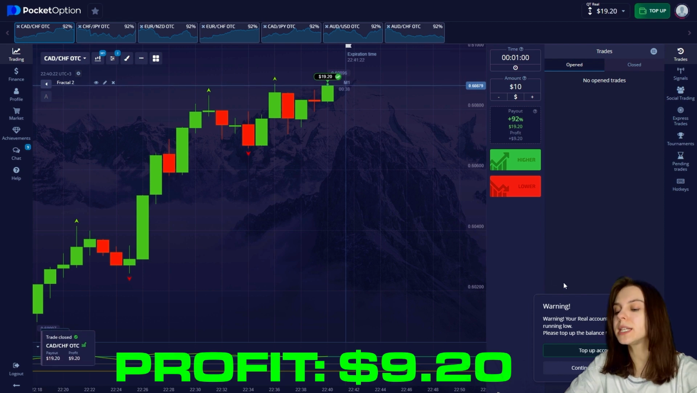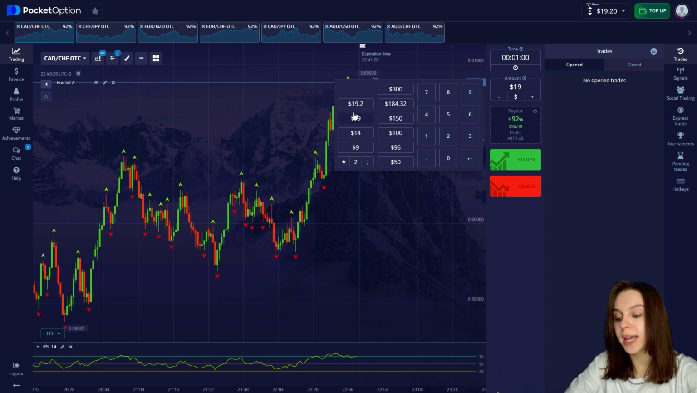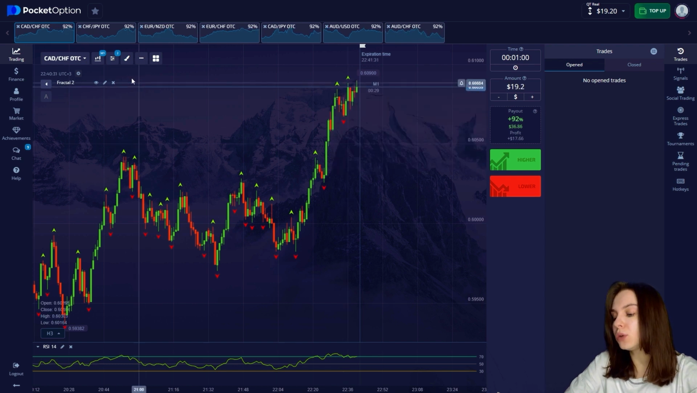Excellent, dear traders, this transaction is closed in plus. We immediately increase our balance to a value of $19.20 and move on to the next currency pair.